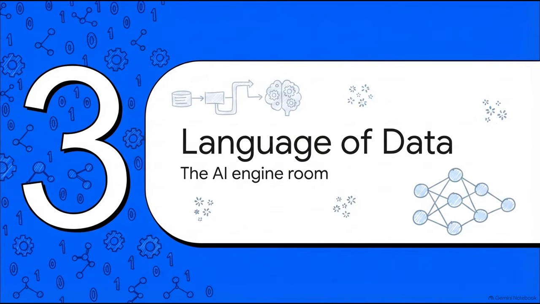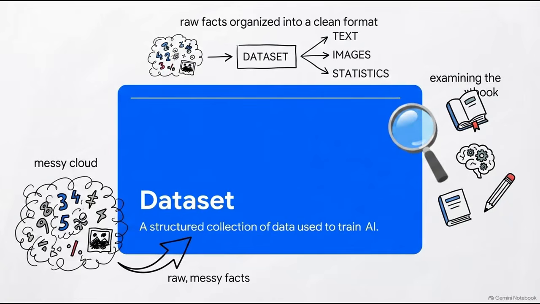Section 3. The language of data. You simply cannot have machine learning without data. Data represents the raw facts of our world: statistics, text, numbers, images. But raw data by itself is usually a bit messy. When you take all those raw facts and organize them into a clean, structured format, you get a dataset. You can think of a dataset as the official textbook we hand to the AI so it can start studying.